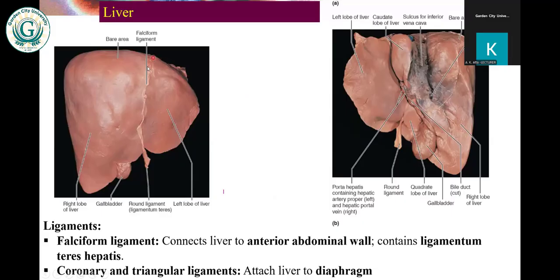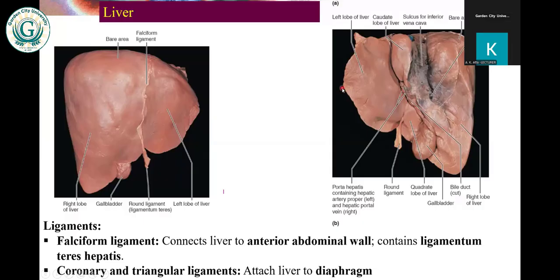So let's look at the liver proper. This is the falciform ligament. The falciform ligament connects the liver to the anterior abdominal wall. Anatomically, we use the falciform ligament to divide the liver into the right lobe and the left lobe. This part of the liver is the diaphragmatic surface, and the part that you see here is the visceral surface. So the whole of this part here is the right lobe, and the whole of this part is the left lobe.